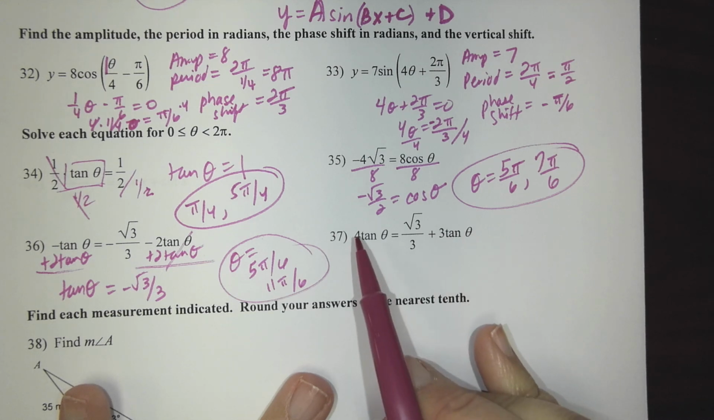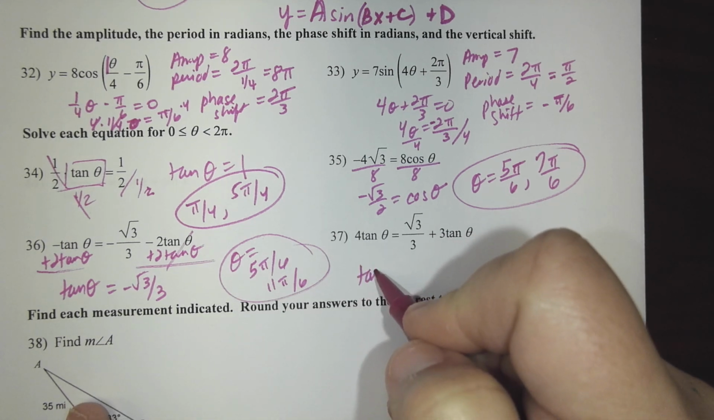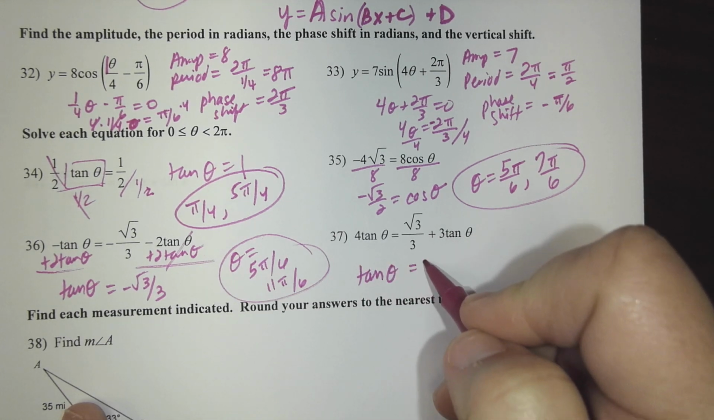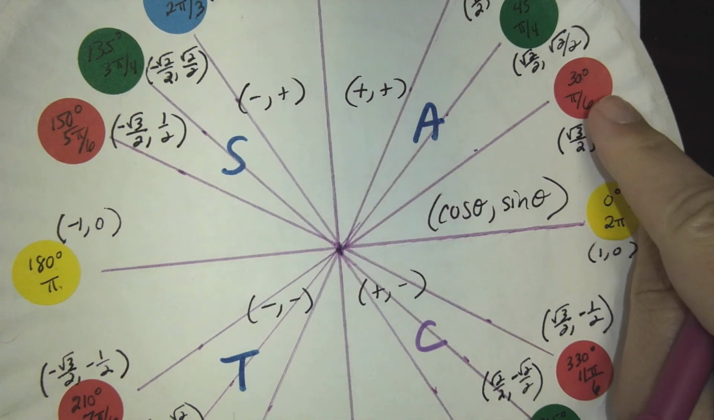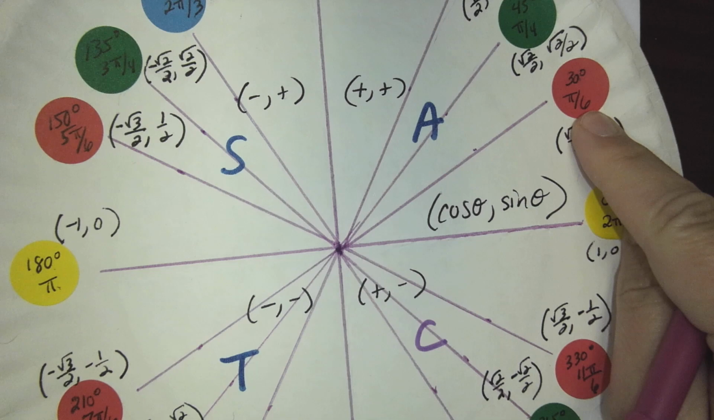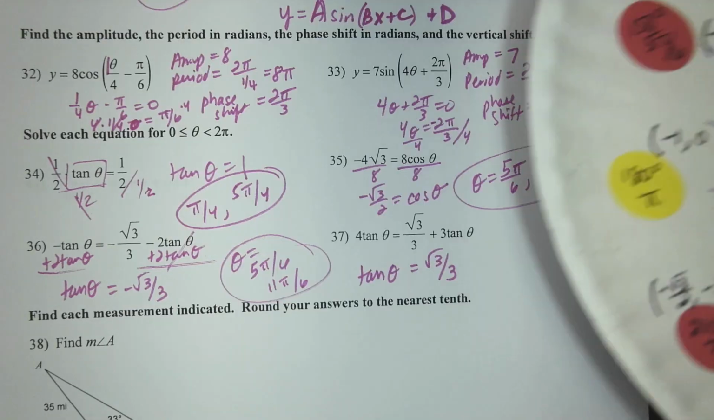Same idea, minus the 3 tan. You would just get 1 tan and you get positive root 3 over 3. We just talked about that. That would be these two right here. So this would be pi over 6 and 7 pi over 6.